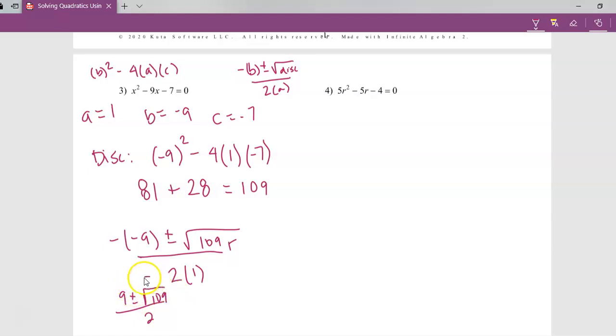But I actually do want you to keep your answers in exact form. And so because we can't reduce the square root of 109, our answer will just be that x is equal to 9 plus the square root of 109 over 2 and 9 minus the square root of 109 over 2. You would just leave your answer like that since it didn't reduce. Okay.